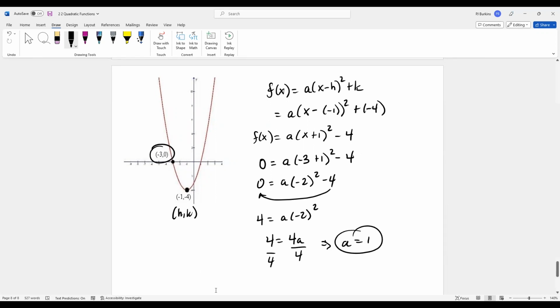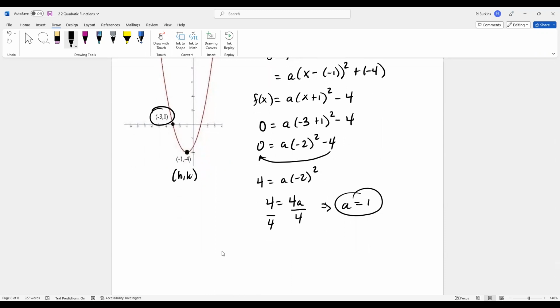So my final equation is f of x equals 1 times x plus 1 squared minus 4. And because it's a 1 out front, I'm going to go ahead and not even write it, right, because it should be understood. So I'm going to use this as my equation. So let's plug that into Desmos and see if we indeed get what we expect.